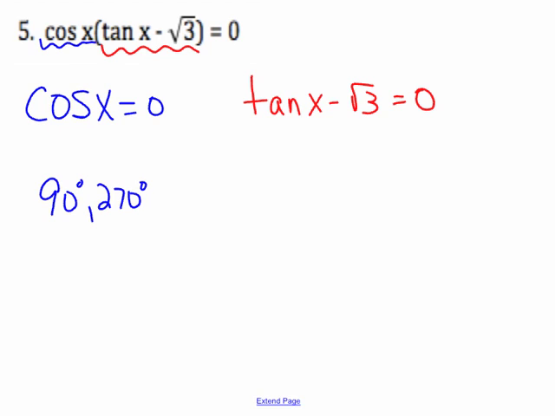Then you go over to your red equation, your tangent of x minus radical 3. You're going to add radical 3 to both sides. And so your tangent is going to be a positive radical 3. So here's what you're going to do.